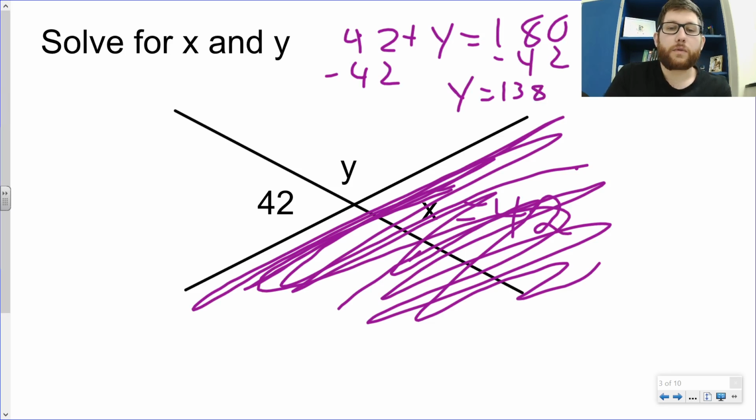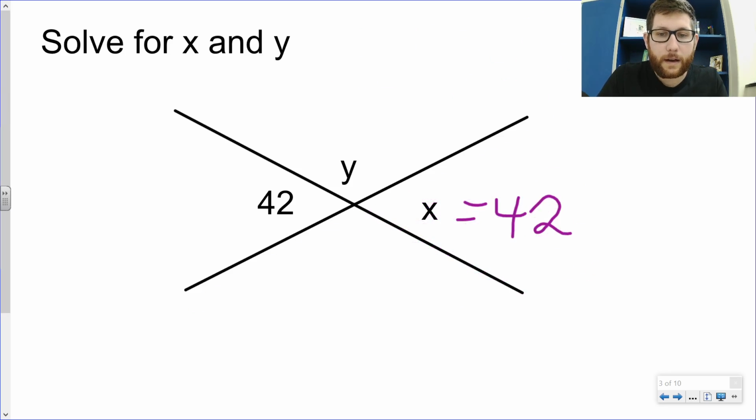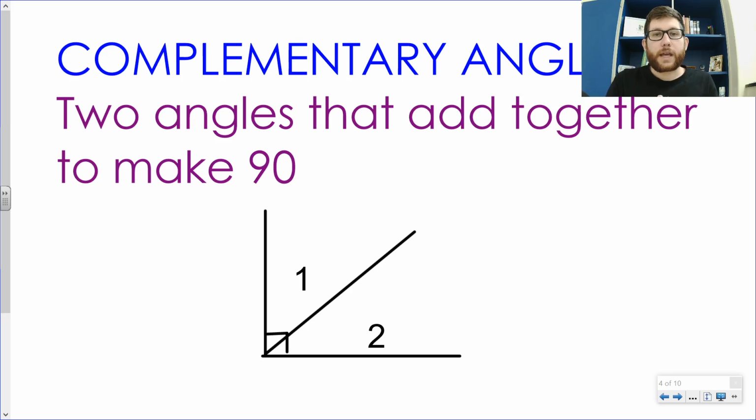So when we're solving this, let me back it up here. y is equal to 138, and that looks about right. I've got an obtuse angle for y, 138. I got an acute angle for x, that's equal to 42.